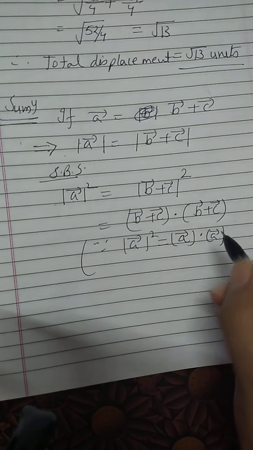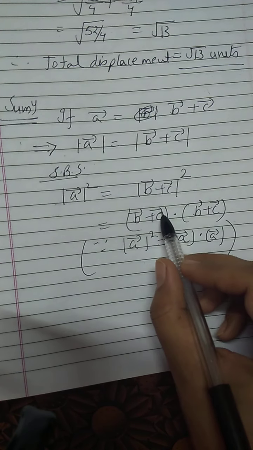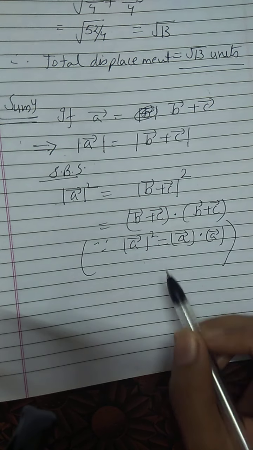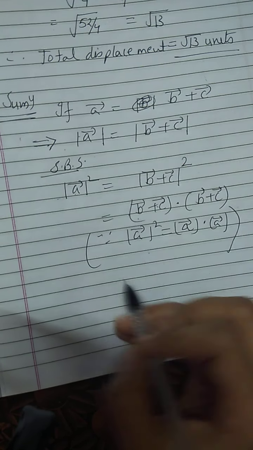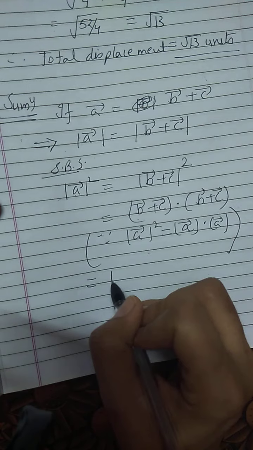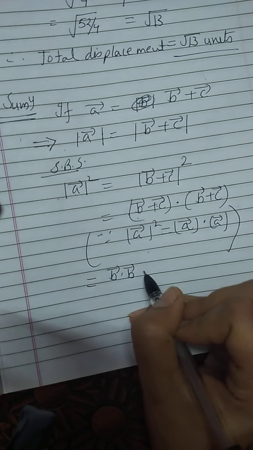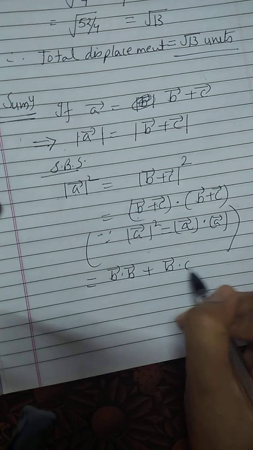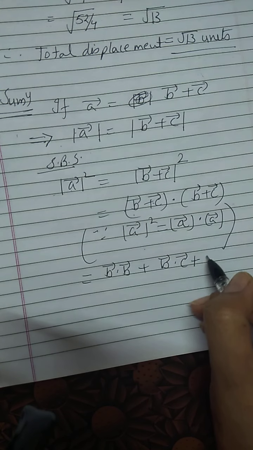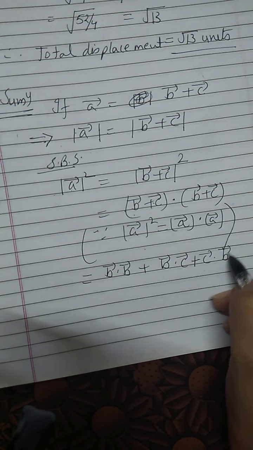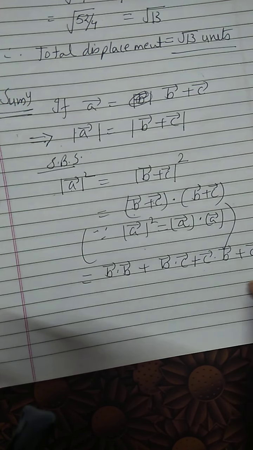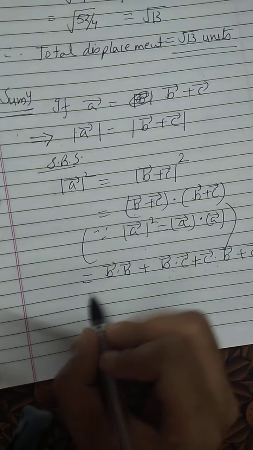This result we have done in dot products, so I have just applied that result here. Now let us solve this dot product. This will be equal to vector B dot vector B plus vector B dot vector C plus vector C dot vector B plus vector C dot vector C, and we know the dot product is commutative.